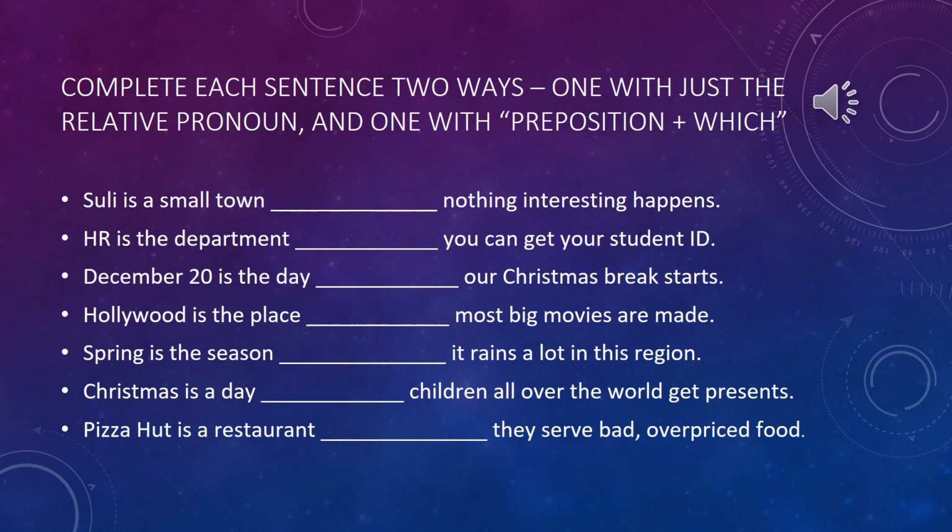December 20th is the day when our Christmas break starts. December 20th is the day on which our Christmas break starts. Hollywood is the place where most big movies are made. Hollywood is the place at which most big movies are made. Hollywood is the place in which most big movies are made. Spring is the season when it rains a lot in this region. Spring is the season in which it rains a lot in this region. Remember, we use in with parts of the year. Christmas is the day when children all over the world get presents. Christmas is the day on which children all over the world get presents.